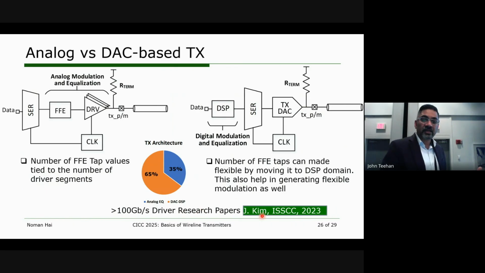What it does is that all the equalization and modulation is usually done in the DSP, and the serializer stays as is, and the DAC, we call it a DAC-based design. Rather than a driver, we're calling it a TX DAC. And in recent studies, we have found that more than 65% of the research papers are DAC-based or DSP-based TX.